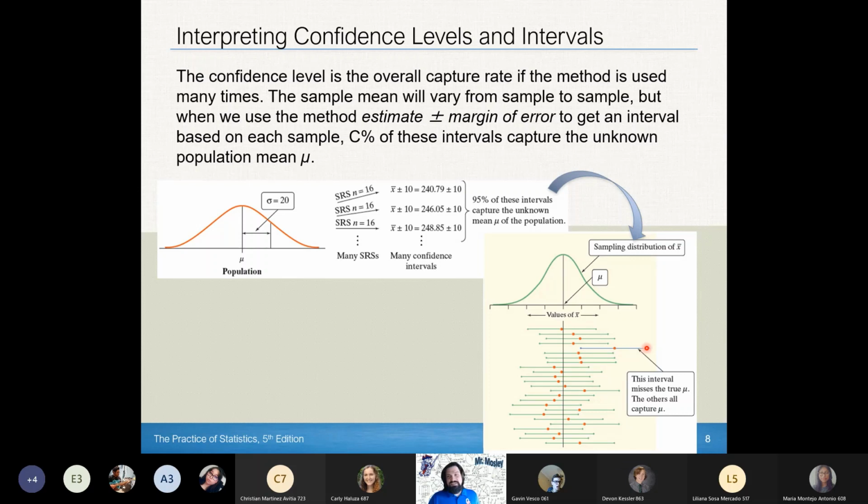This 5th one misses. Right? It's just this interval misses the true mean, the others all capture it, meaning nowhere in this interval exists this value. All the rest of them now hit that value again, so these ones are all good. Okay, so this represents how repeated sampling gives us all these different sets of intervals. 95% of these intervals will capture the mean because we used a 95% confidence interval.